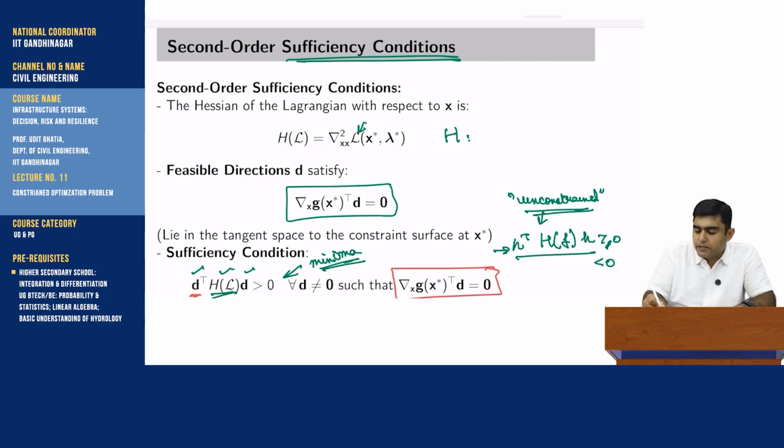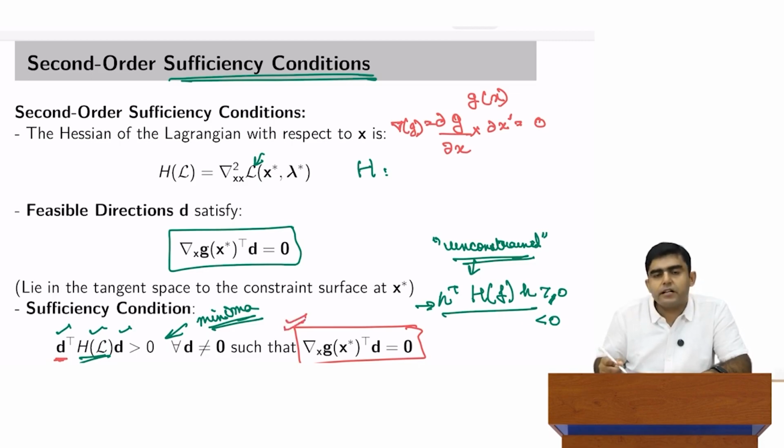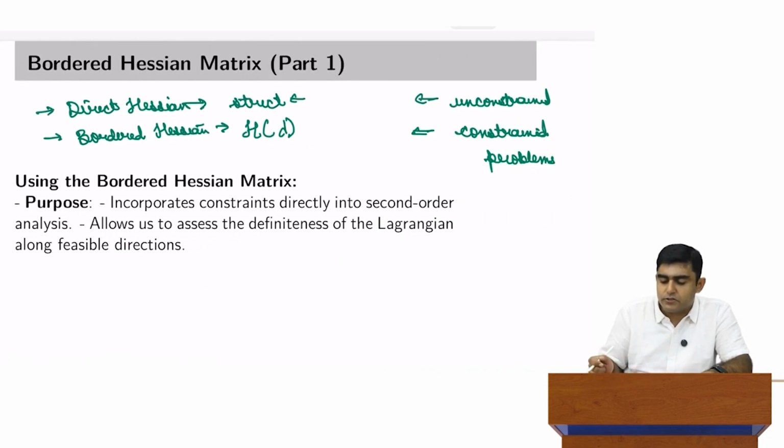To make sense of it, let us say that my G is a simple function in x. The gradient of G would simply be del G upon del x. If I do a small perturbation, let us say del x dash, to ensure that this indeed is in the direction of my constraint, this product should be equal to 0, and this is exactly what this condition is taking care of, that we are only moving in the direction tangential to the original constraint.